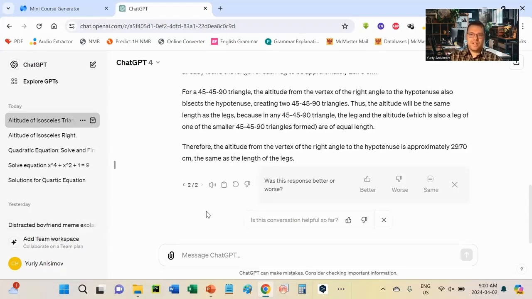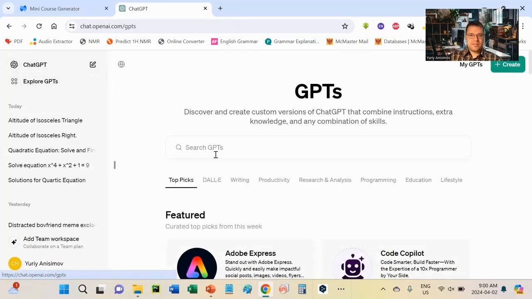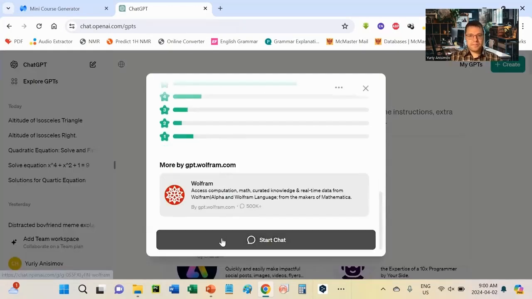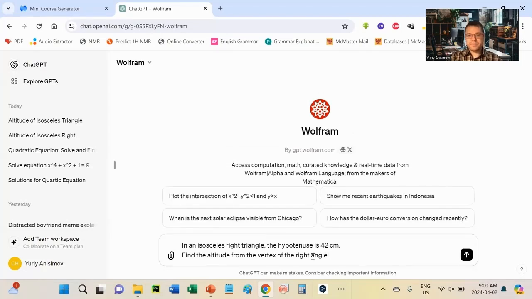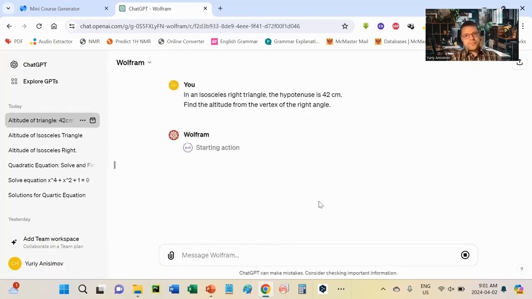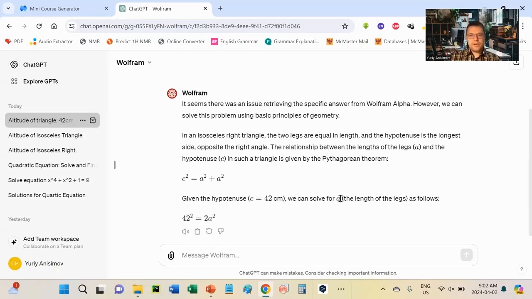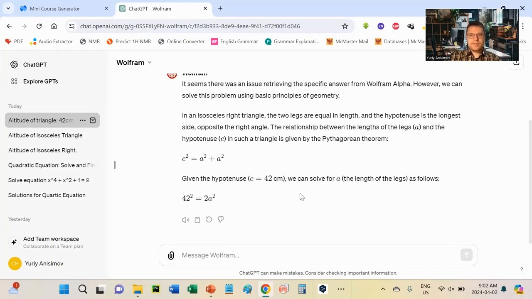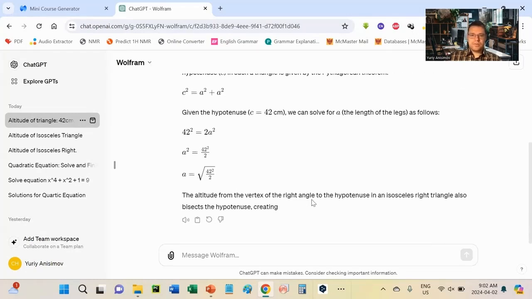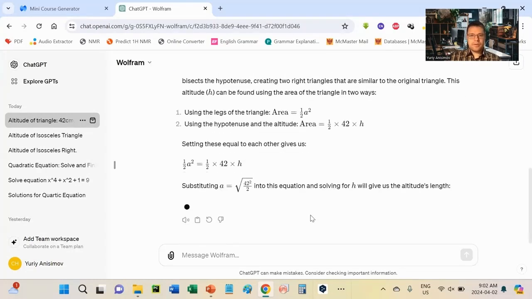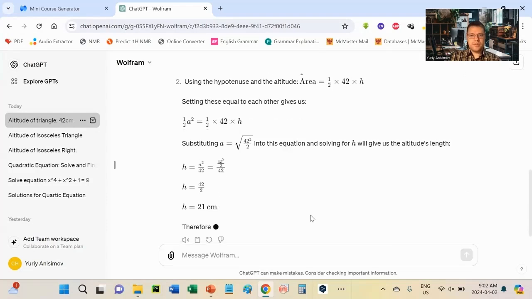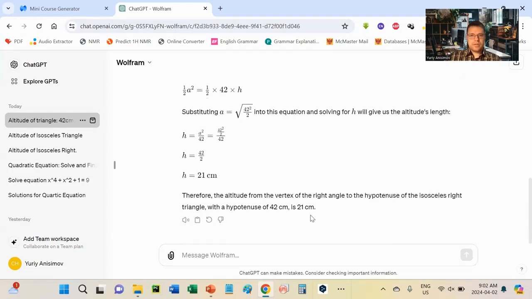Let's go to Wolfram Assistant and see what it will say. Let's go to GPTs, Wolfram. Control V. And let's see. Allow. It ran into an issue. Basic principles. And it's the same solution as GPT-4 offered. No, not exactly the same. For some reason it's calculating the area, why? But hey, finally it came up with the correct answer.